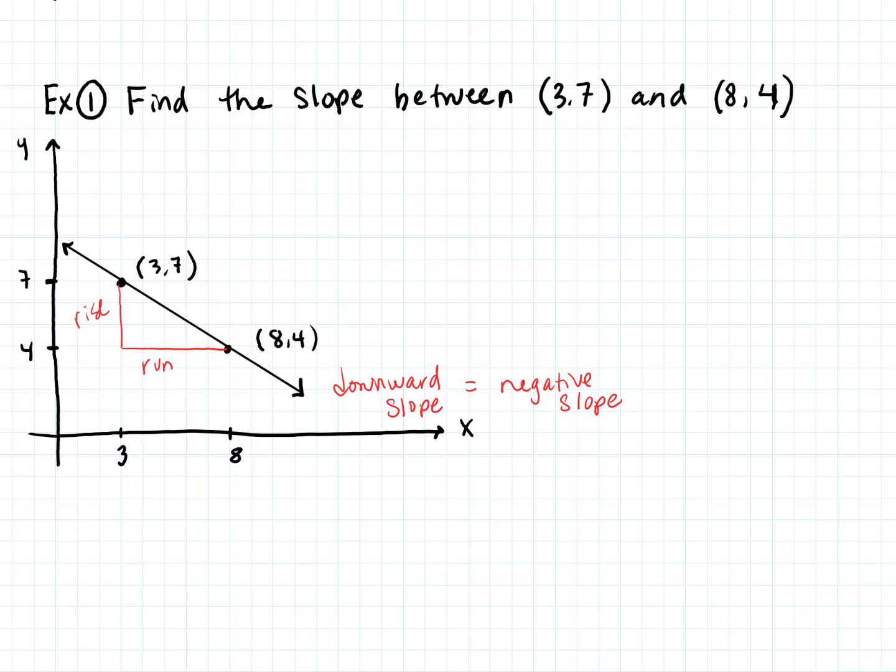So if we were driving a car across the page, and we always go from left to right, or skiing across the page, then we would have a negative slope because this slope is going downward across the page. Okay, so that said, let's actually calculate the slope.